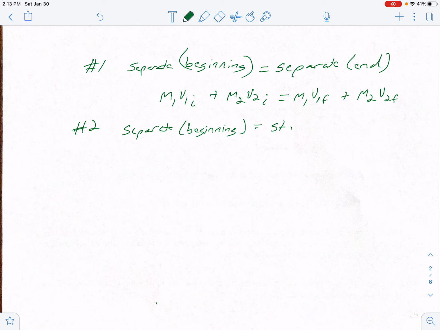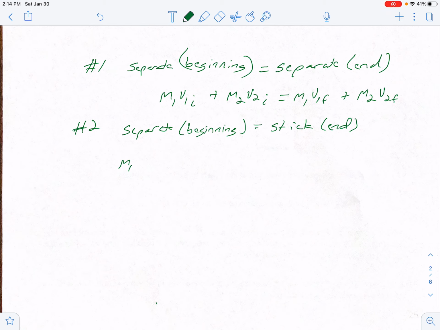Okay, and they stick together in the end. So they're doing their own thing in the beginning, and then when they hit each other, they stick. You're going to look for phrases like "stick together."